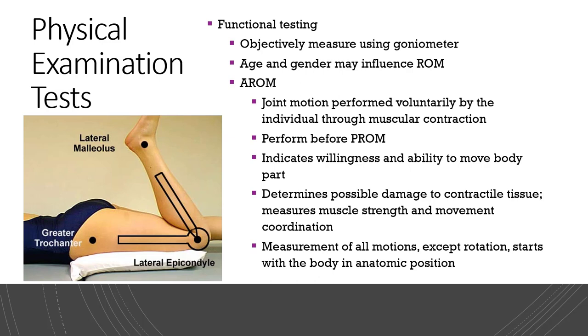Active range of motion indicates a willingness on the patient's part and the ability to move the body part. This determines possible damage to contractile tissues, such as muscle, the musculotendinous junction, the tendon, and the tendon-periosteal union. Limitations in motion may result from pain, swelling, muscle spasm, muscle tightness, joint contractures, nerve damage, or mechanical blocks, such as a loose body in the joint.